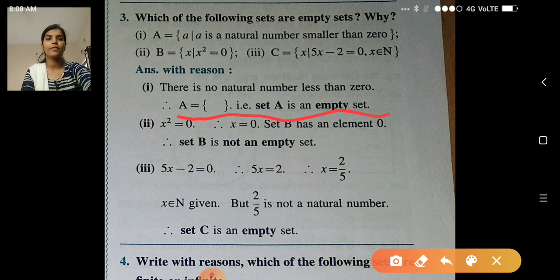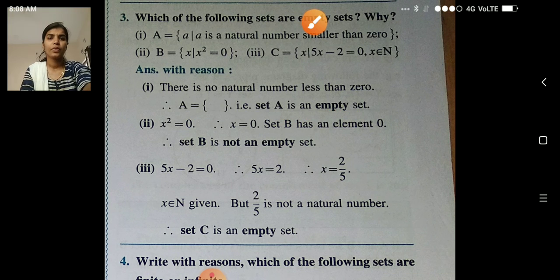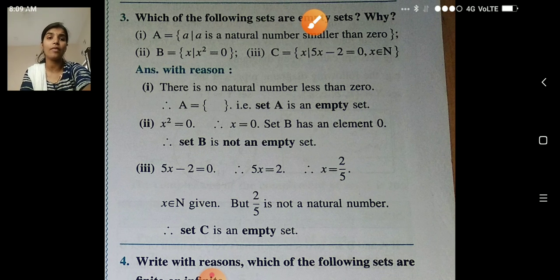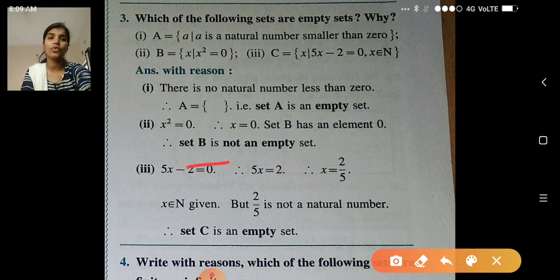Then we will see the second example. B is the set of x such that x square is equal to 0. Whose square is 0? 0 square. If you multiply 0 into 0, it becomes 0. So in that set you have 0 as an element. Set B has an element 0. So set B is not an empty set because 0 is available in that set.